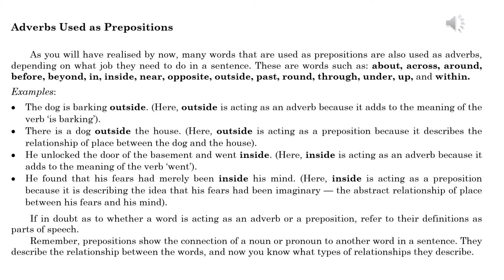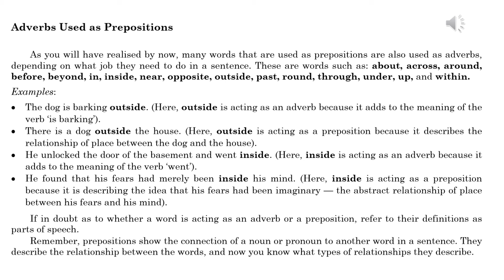The dog is barking outside. Here, outside is acting as an adverb because it adds to the meaning of the verb is barking. There is a dog outside the house. Here, outside is acting as a preposition because it describes the relationship of place between the dog and the house.